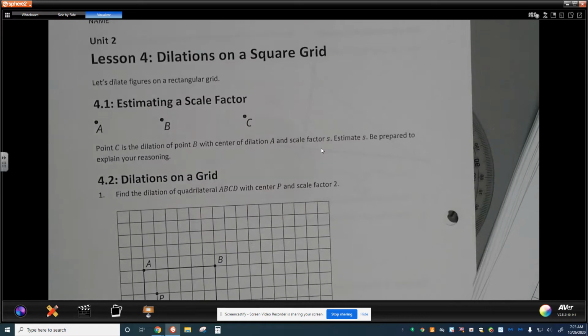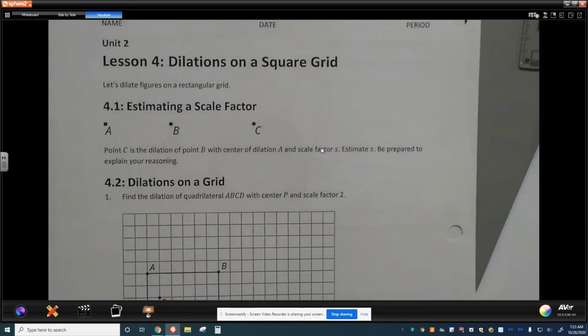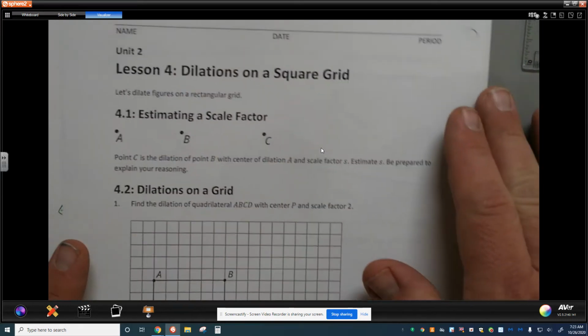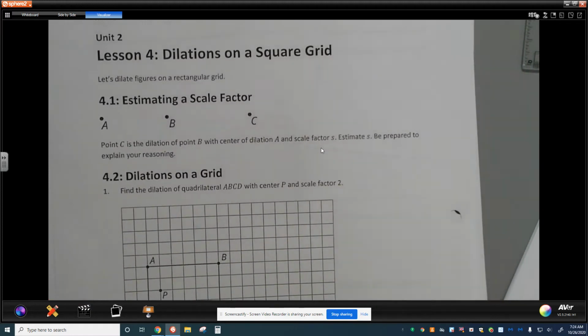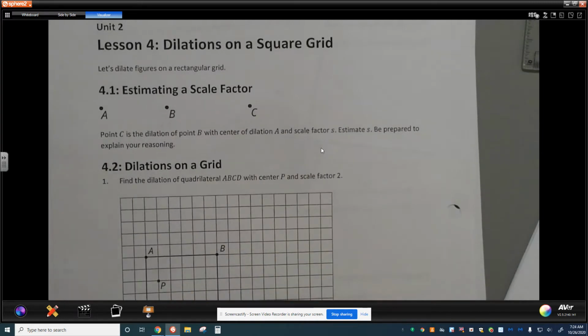Today we're on Unit 2, Lesson 4, working with dilations on a square grid. Today we're going to be figuring out how to do a dilation using an actual grid system. We're going to review a little bit about what it means to use a scale factor, and we're going to be able to see what it looks like when figures grow and shrink according to the scale factor.